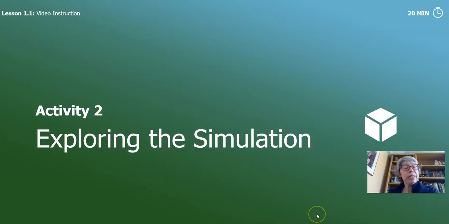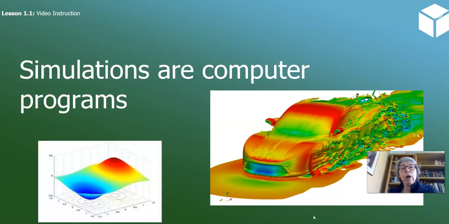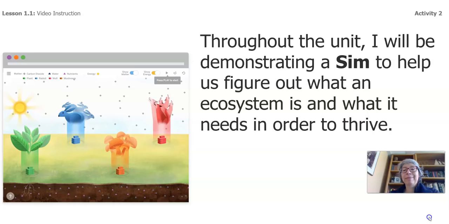So now we're on to the second part of this video. We're going to be exploring a simulation. Now, simulations are computer programs, and ecologists and other scientists often make and use these simulations to study things they cannot measure directly. Okay? Throughout the unit, I will be demonstrating a sim, which is short for simulation, to help us figure out what an ecosystem is and what it needs in order to thrive. And thrive is to be healthy and happy.